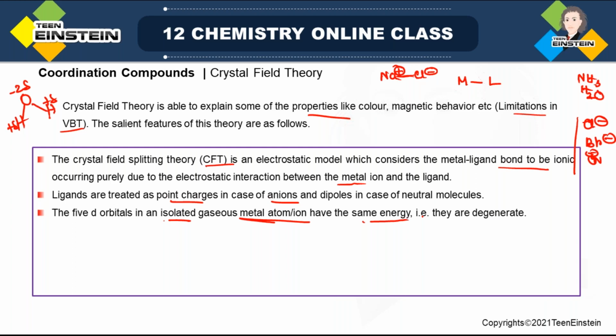But when the ligands start interacting with the metal, these 5 d orbitals will no longer have the same energy. So out of these 5, some d orbitals will have higher energy, and the rest of the d orbitals will have lower energy. And why is it so?